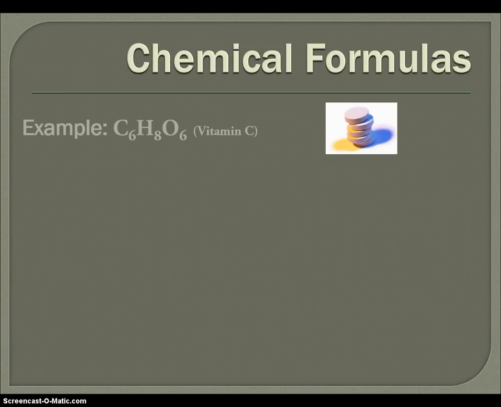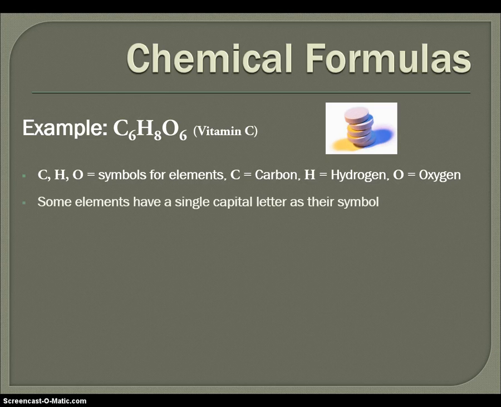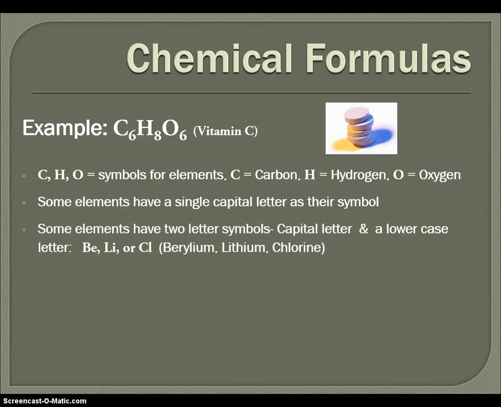In order to understand organic compounds, we have to understand chemical formulas. So this example is vitamin C. You can see that it's got some letters and some numbers. The letters represent different elements, and the numbers tell us how many there are.